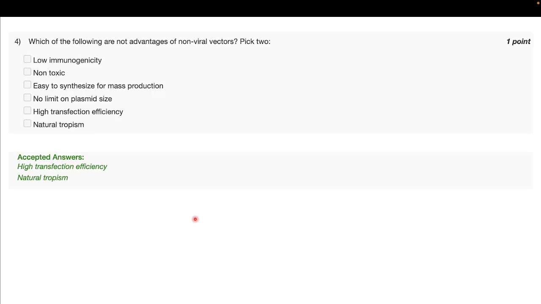So if you just look at the question again, which of the following are not advantages of non-viral vectors? The correct answer is high transfection efficiency. It's not an advantage. And natural tropism. Is that correct? I hope there are no doubts here. Okay, let's move on towards the next question then.